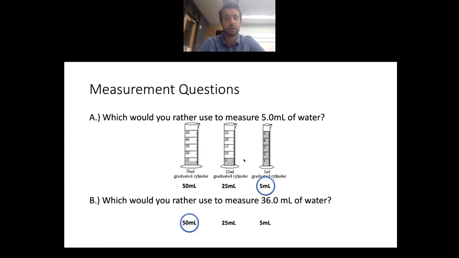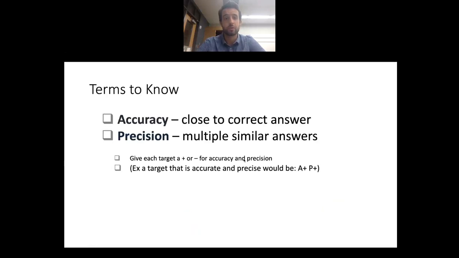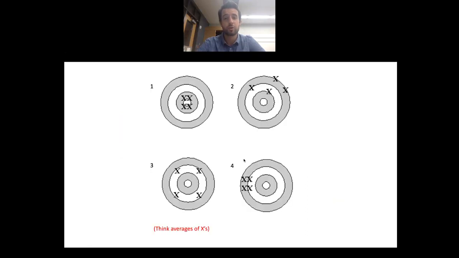So 5 milliliter and 50 milliliter are the answers. Okay, some terms to know, accuracy versus precision. Here's how this is going to look. We're going to show you 4 targets, and you're going to have to tell me for each one, is it accurate? Is it precise?